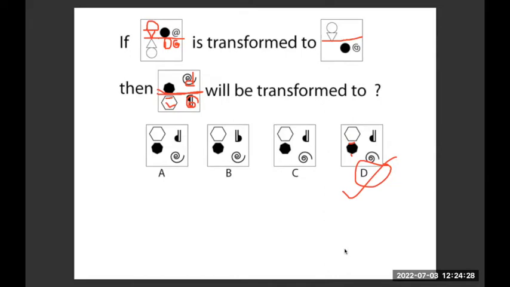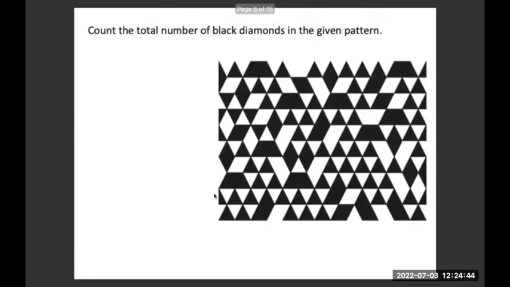Any questions anybody has here? All right. What you have to find here is diamonds. I mean, how many total number of diamonds are there in the graphic which is given below.